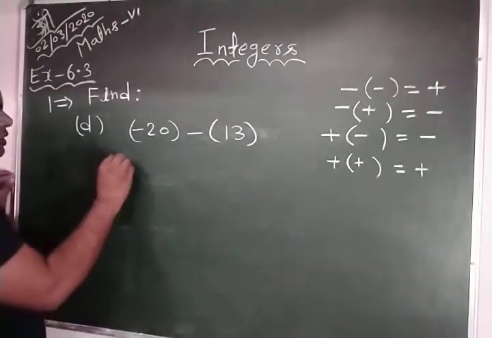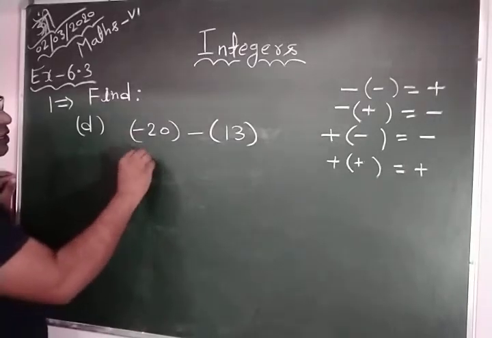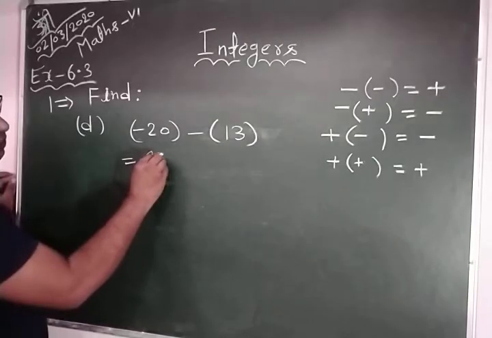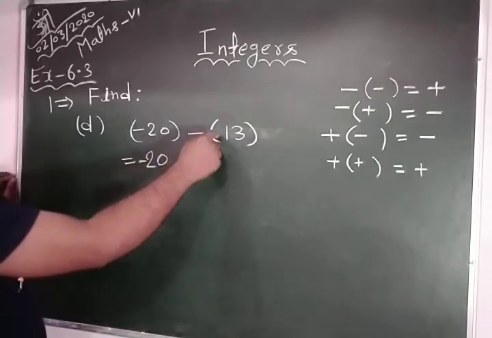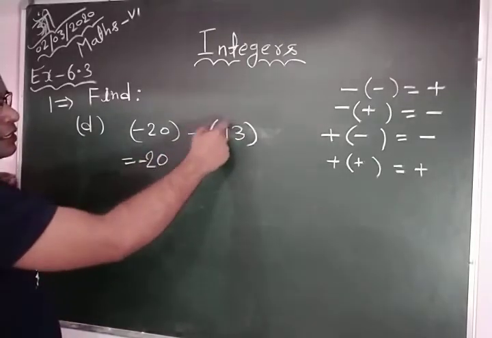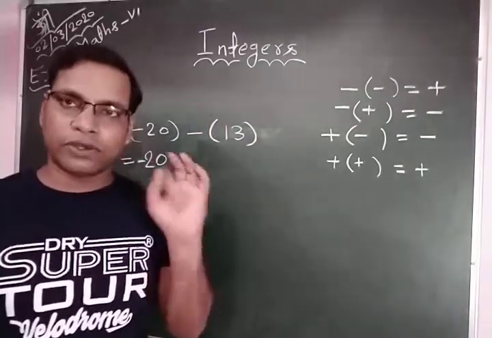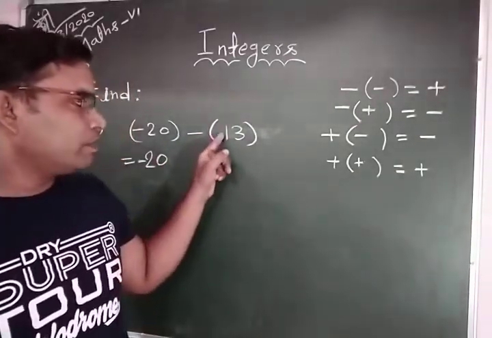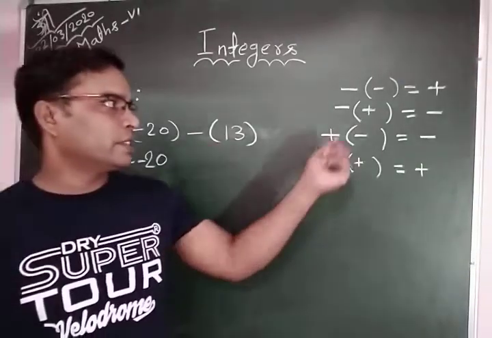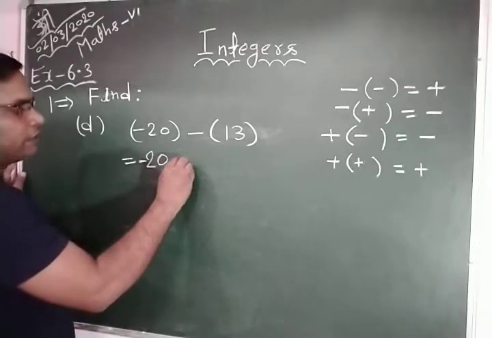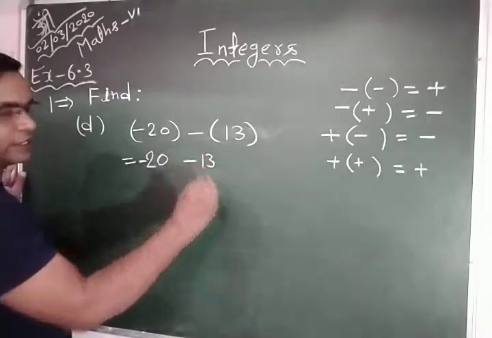So here you can see this is a minus 20. You can write it as it is. This is minus 20. Okay, and here inside the bracket 13 is given, but here the plus sign is also hidden. So minus into plus is equal to minus. So we can write here minus 13.